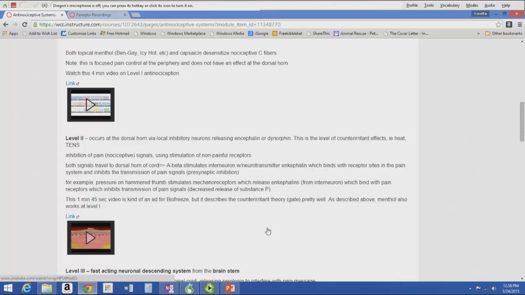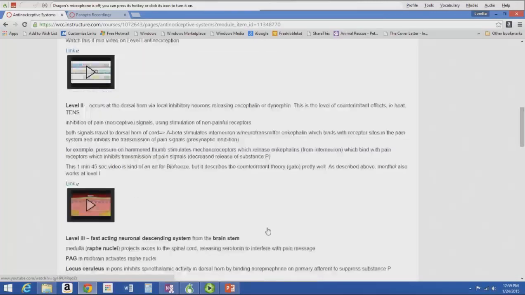But the whole idea is you get co-stimulation of the A beta and the C fiber. The A beta causes the interneuron to release enkephalin, which binds with the receptor sites in the pain system and uses presynaptic inhibition to inhibit the transmission of those pain signals. It stops it at the dorsal horn. It never gets higher than that. Okay, so those are the two that we consider to be ascending systems. In other words, it stays at the periphery or in the spinal cord, and it does not ascend. It stops the pain from ascending to the brain.